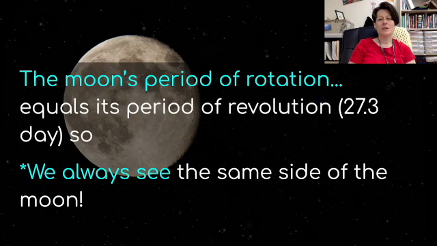Now, the moon's period of rotation, so it's spinning on its axis, equals its period of revolution, and revolution refers to it orbiting. And that is 27.3 days. So what this means is we always see the same side of the moon because its period of rotation equals its period of revolution. We never saw the other side of the moon until we sent astronauts into space, and then they could see the other side of the moon.